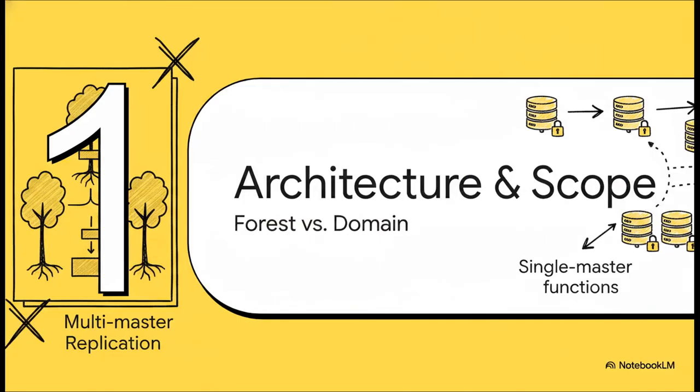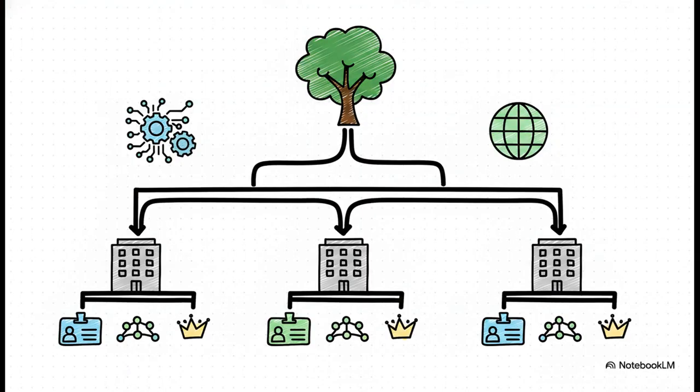Architecture and scope constraints. We're looking at the forest versus the domain to understand exactly where multi-master replication just won't cut it. Looking at the distribution hierarchy laid out here, you can see exactly how the scope breaks down. Up at the top level, branching out across the entire forest, we have two roles: the Schema Master, handling all schema modifications, and the Domain Naming Master, which controls forest topology, like adding or moving domains.